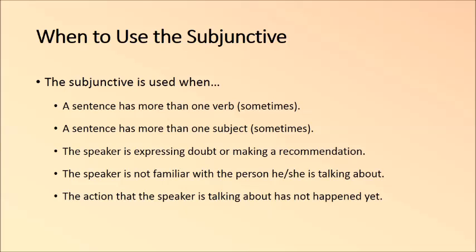There's a lot of different uses for the subjunctive in Spanish, and we're going to be exploring each use at a time. But just to give you a general overview, we use the subjunctive when a sentence has more than one verb, but only sometimes. A sentence has more than one subject, most of the time. When the speaker is expressing doubt or making a recommendation, all the time. When the speaker is not familiar with the person he or she is talking about, all the time. And when the action that the speaker is talking about has not happened yet, all the time.